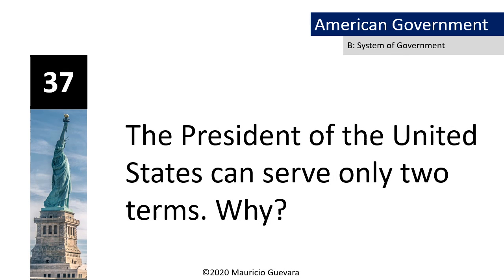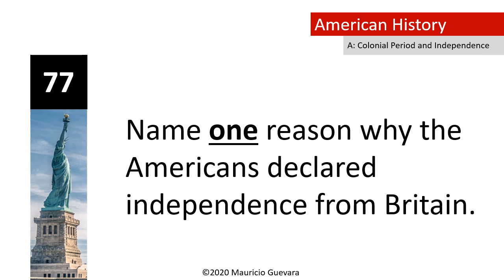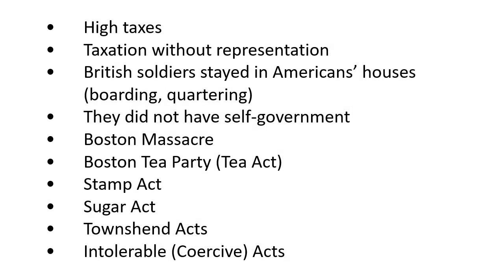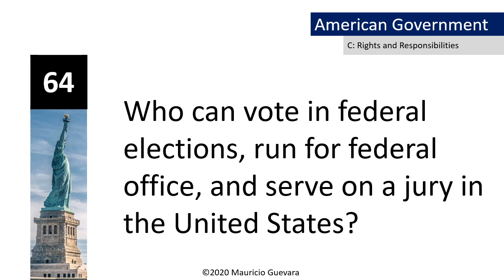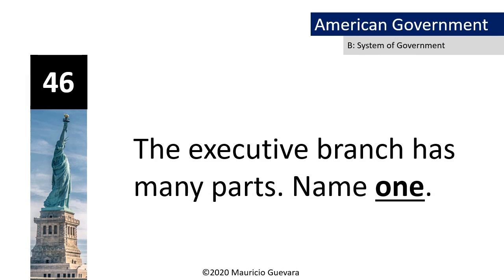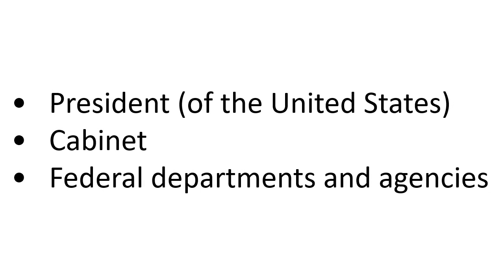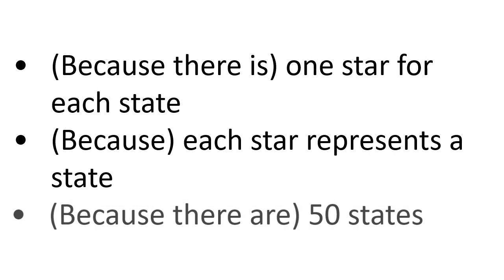The President of the United States can serve only 2 terms. Why? Because of the 22nd Amendment. Name one reason why the Americans declared independence from Britain. High taxes. Who can vote in federal elections, run for federal office, and serve on a jury in the United States? Citizens. The executive branch has many parts. Name one. The President. Why does the flag have 50 stars? Because there are 50 states.